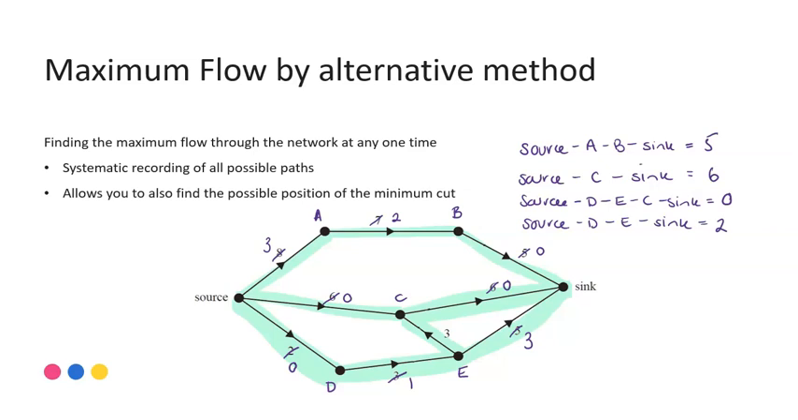And now I'm ready to identify both my maximum flow and then also show you how you can use these values as a hint to find out where your cut should be drawn. So my maximum flow will be the total of these weights that I've noted down. So when I add up those weights, 5 plus 6 plus 2, I get a flow of 13. So that's my maximum flow.